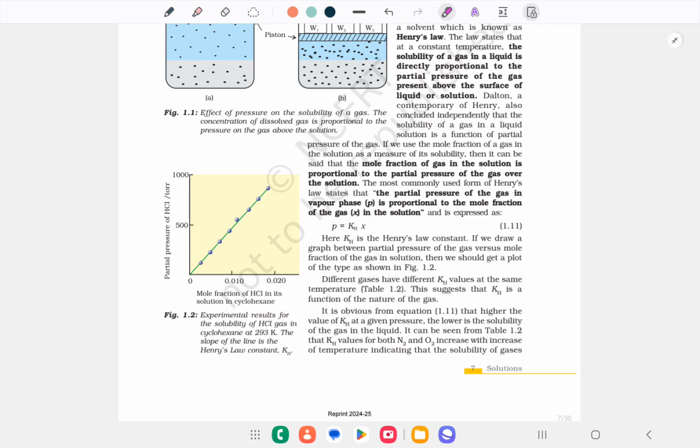So what is the significance of Henry's law? Henry's law is applied to each gas independent of the presence of the other gas. So if two or more gases are present, you can apply Henry's law on one particular gas. And various gases will have different values of KH in the same solvent and at the same temperature. So from this we can understand that KH is a function of the nature of the gas, and KH values of a gas are different in different solvents. Moreover, this value increases with increase in temperature.